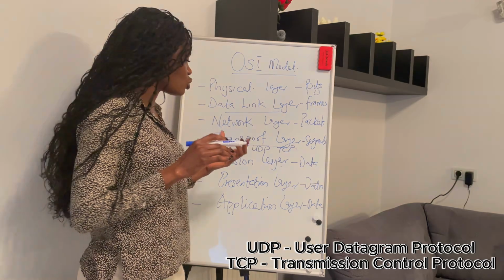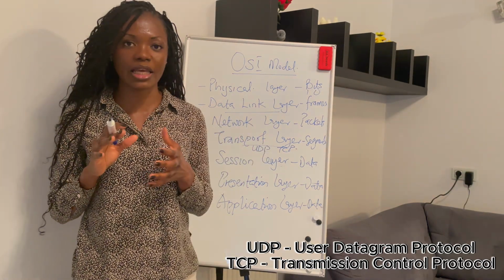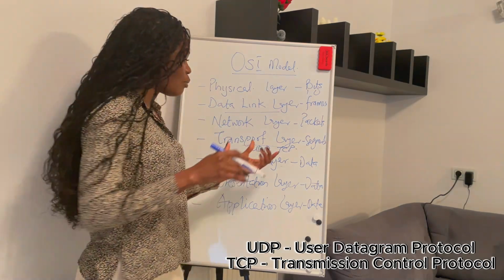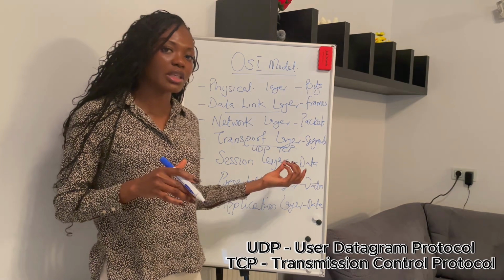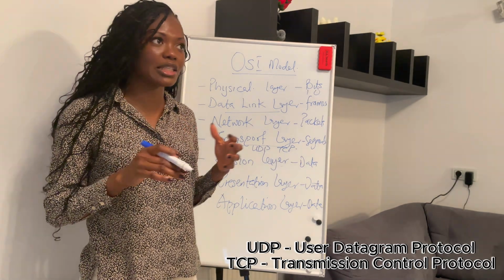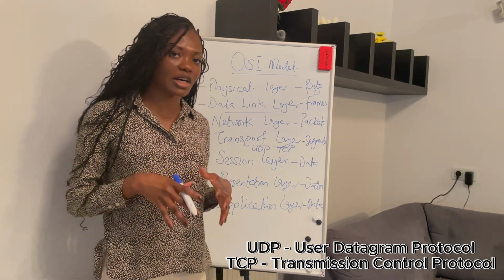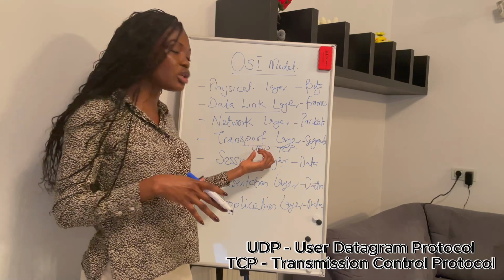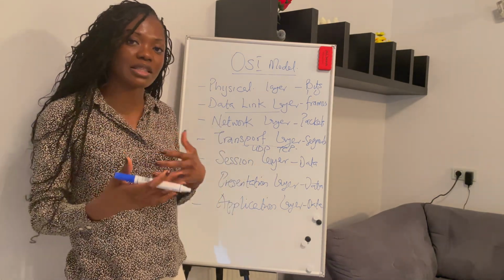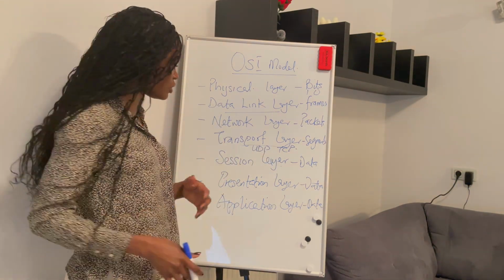UDP is always very fast. It is a fast part of the transport layer, but it doesn't mean that the data will be delivered completely and correctly, which is different from TCP. TCP actually ensures that the data is delivered accurately. When you request a file, you'll be able to get the file completely delivered to you. For UDP, you cannot guarantee that, but it's quite fast, and that's why it is used in streaming of video, live streaming of video.